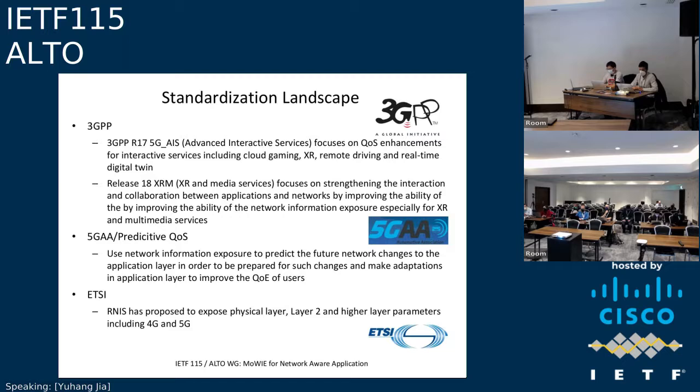Also in 5G AA, the movie can have a use case called predictive queues, which utilizes the network information exposure to predict future network changes to the application layer, in order to be prepared for such changes and make adaptations in the application layer to improve the QoE of the users. And in ETSI, RNS has proposed to expose the physical layer, but it is just for the MEC case. So the movie is not restricted to it.